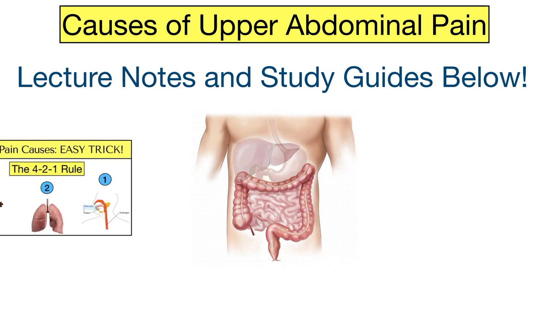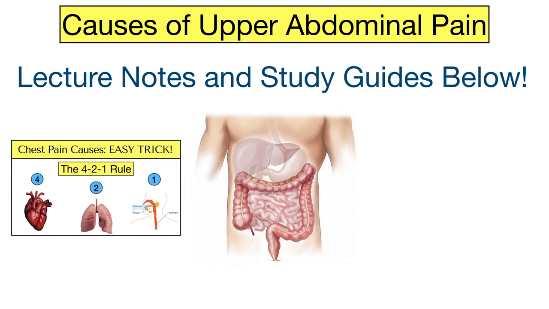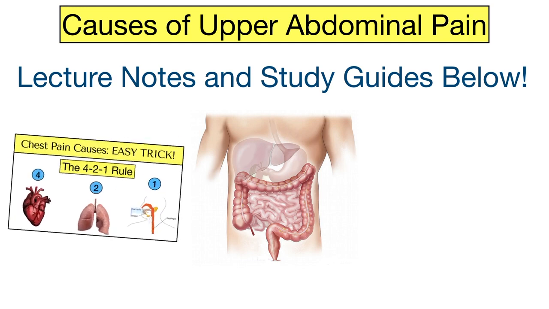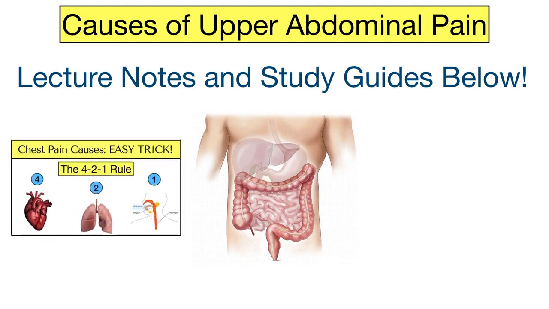Many of you enjoyed the previous video, which was on the 4-2-1 rule to help you remember the main causes of chest pain. So I thought it would be helpful to make another trick, but this time for abdominal pain. So today I'm going to show you a simple trick that will help you remember some of the main causes of upper abdominal pain. If you haven't had a chance to watch the video on the 4-2-1 rule, make sure to check it out next, because you'll learn a quick trick that will help you to never miss a chest pain emergency. I'll link the video down below.